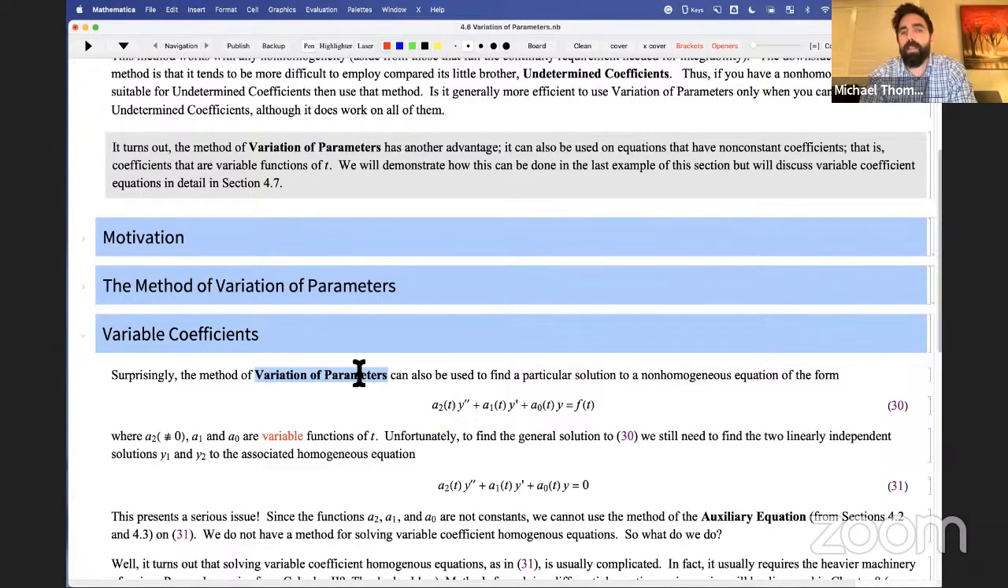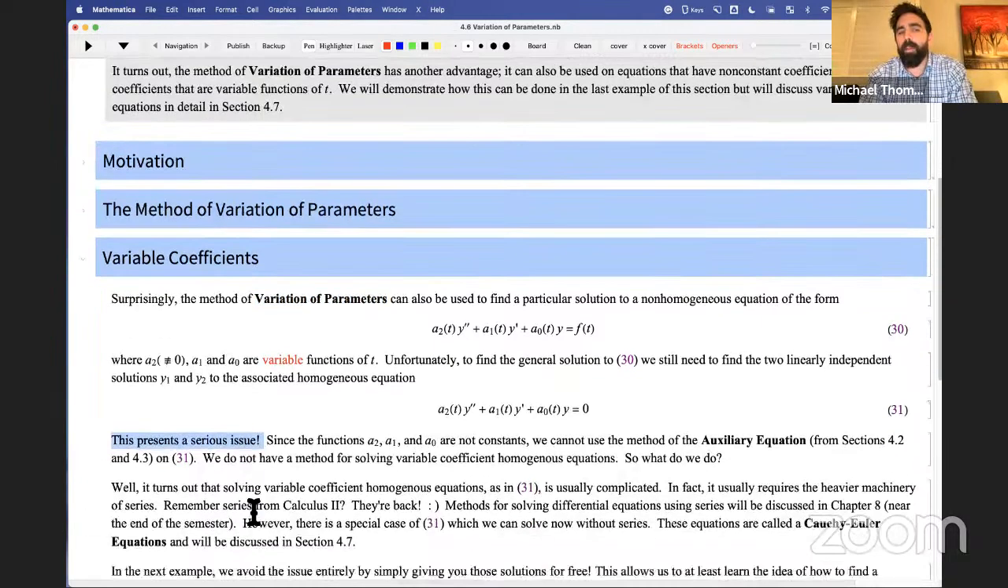That's the bulk of this section. The only reason I mentioned variable coefficients is because we're going to talk about it in the next section, and it happens to work. There is one issue that we'll discuss at the end of class. These are actually a lot harder. When you have variable coefficients, it's a lot harder, but we'll get there. In general, we're going to have to use series to do this. Do you guys remember series from Calc 2?